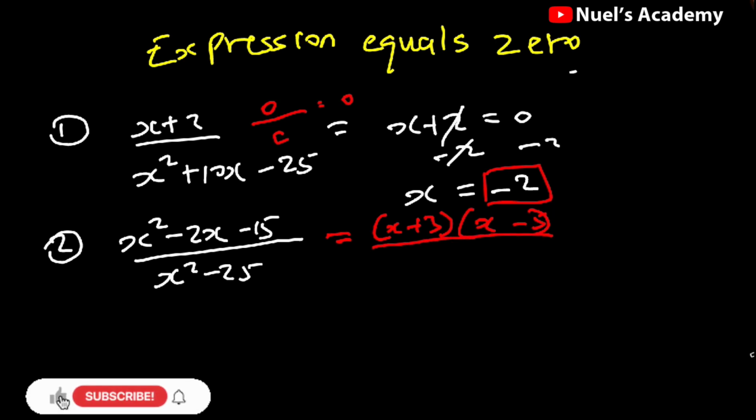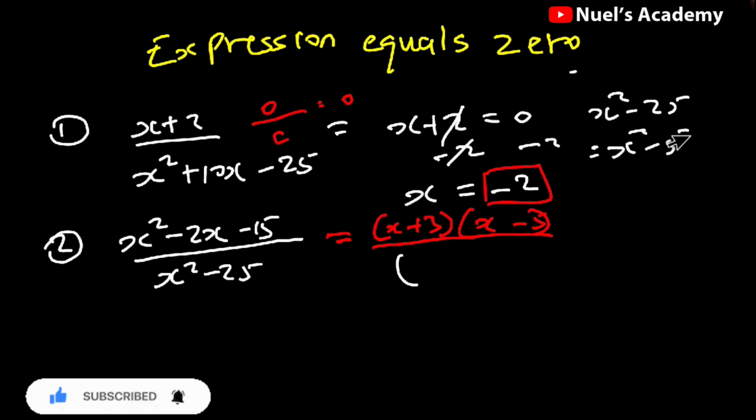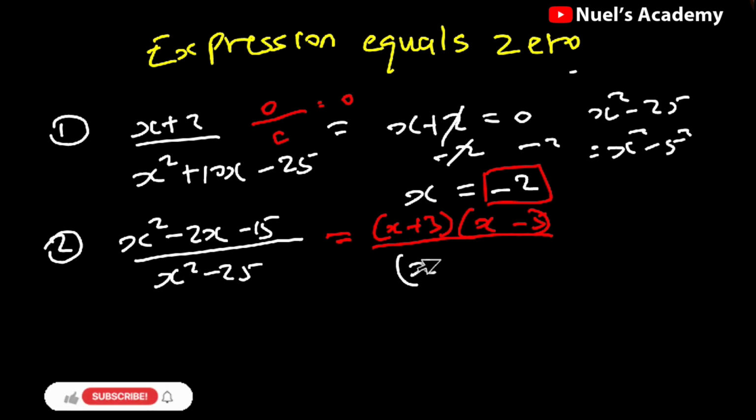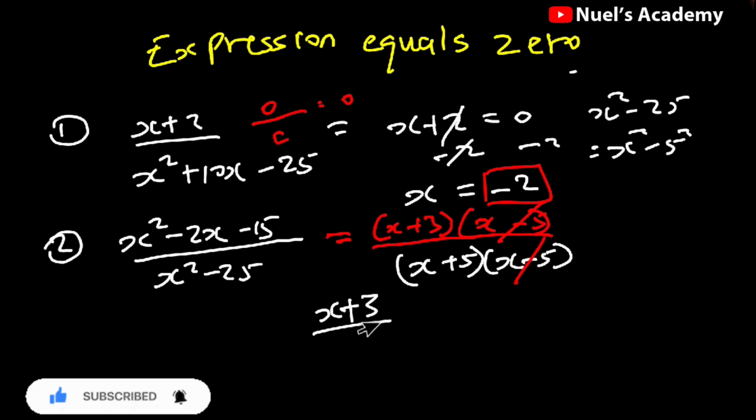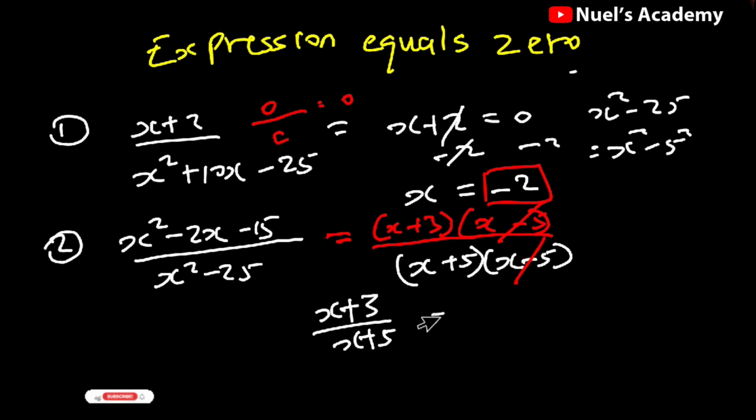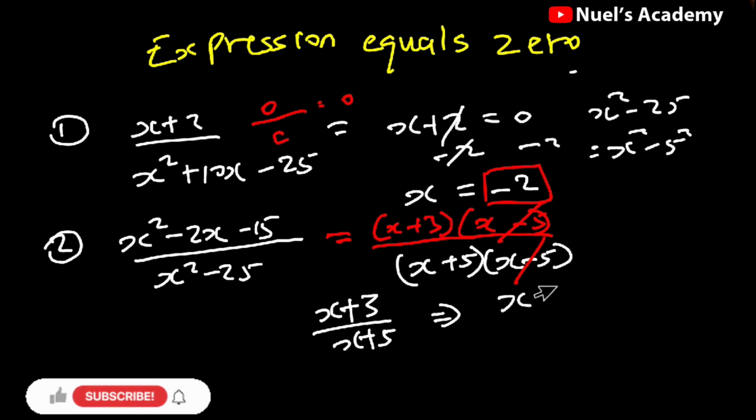Then the denominator, if you factorize it, this is a difference of two squares. x squared minus 25 is equal to x squared minus 5 squared. So if you factorize this, we're going to have x plus 5 and x minus 5. As you can see, x minus 5 and x minus 5 will cancel. We'll be left with x plus 3 over x plus 5. So let's go ahead and impose the condition, which is to equate the numerator to 0. So if you solve it, x will be equal to negative 3.